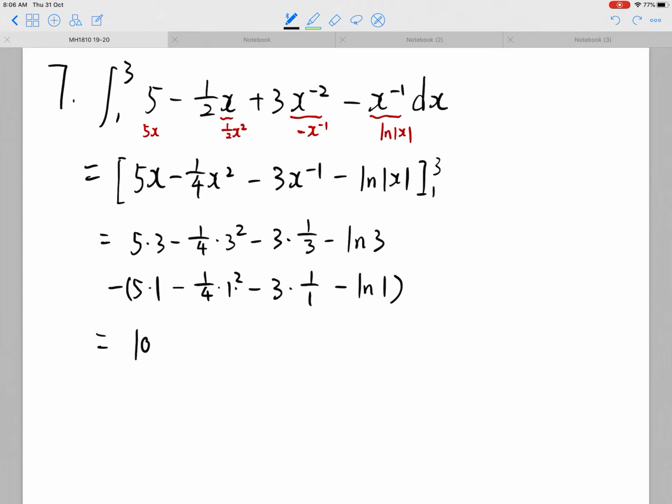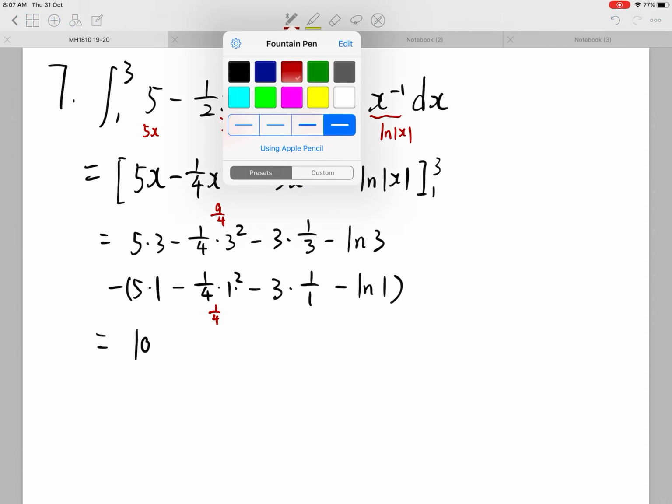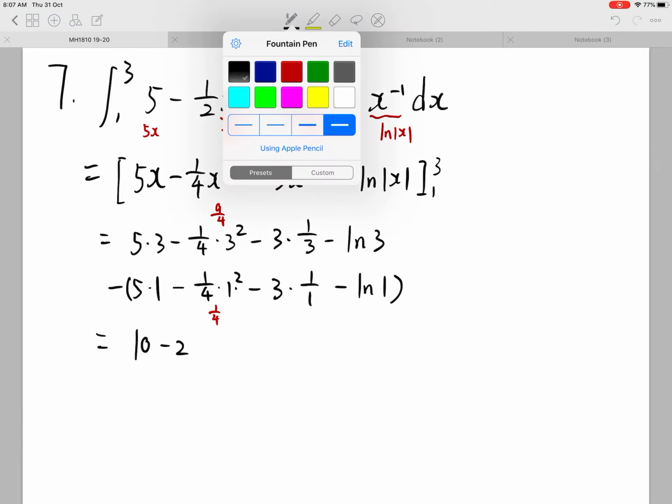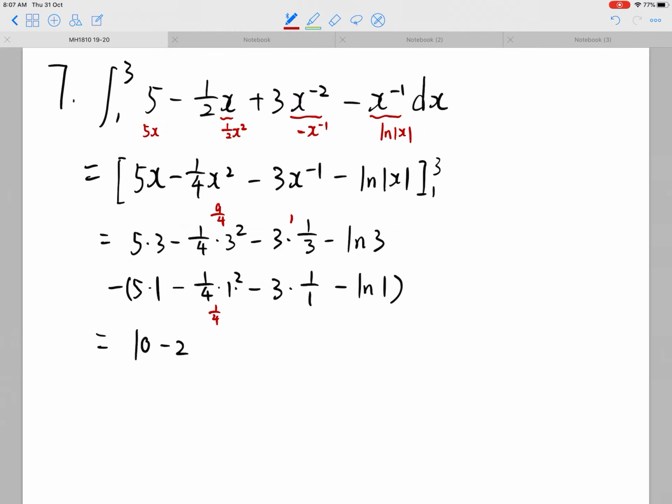Right, it's just some algebra. Okay, this part is 1 over 4. This part is 1 over 4. This part is 9 over 4. So 1 over 4 minus 9 over 4, it should be negative 2. Right? Yeah. This part is minus 1. Right? Minus 1 plus 3. So overall, it should be plus 2.